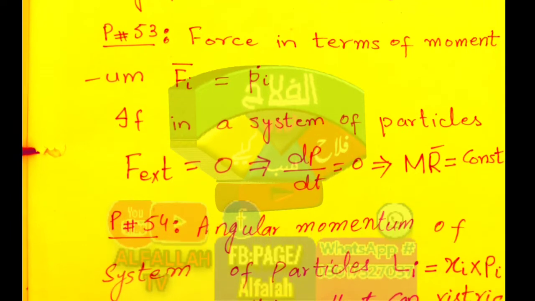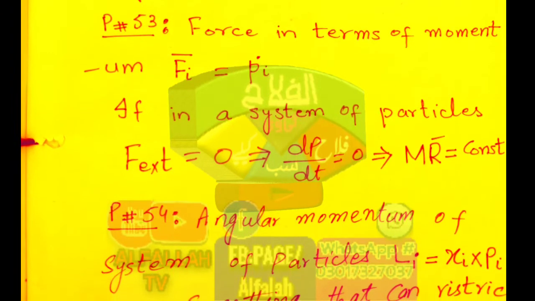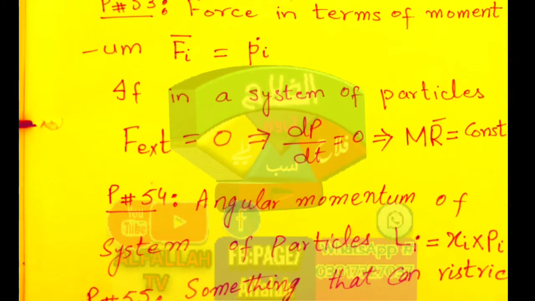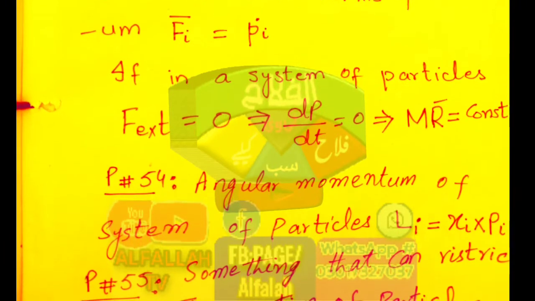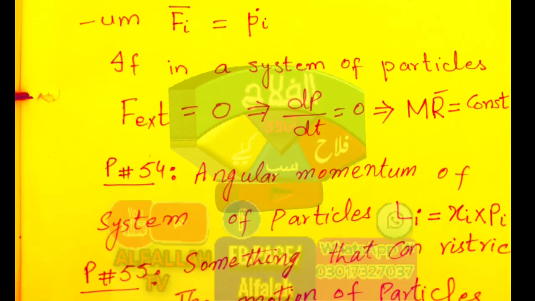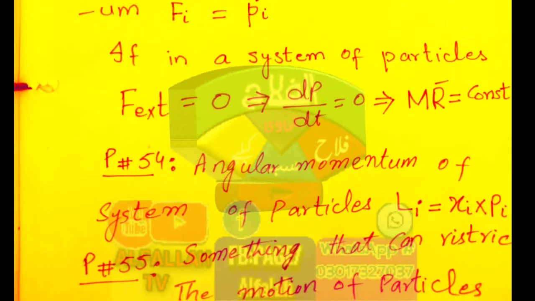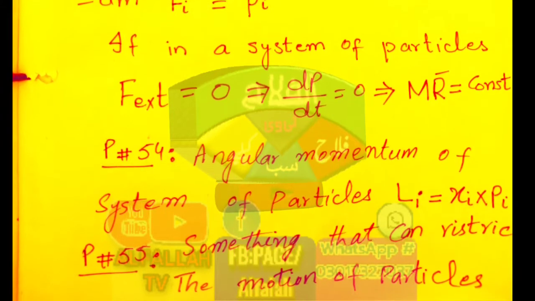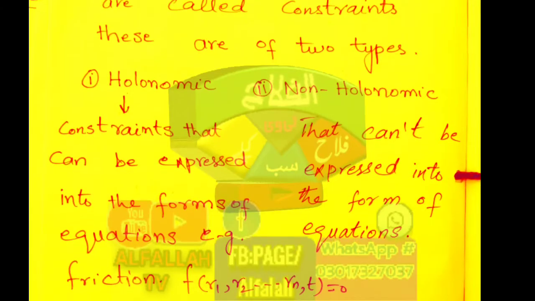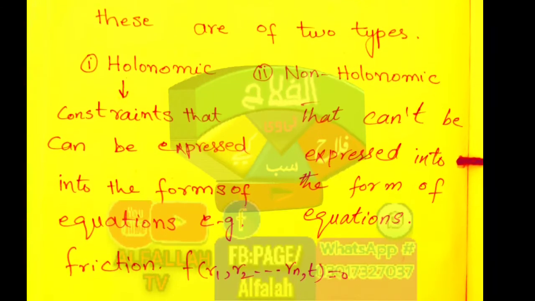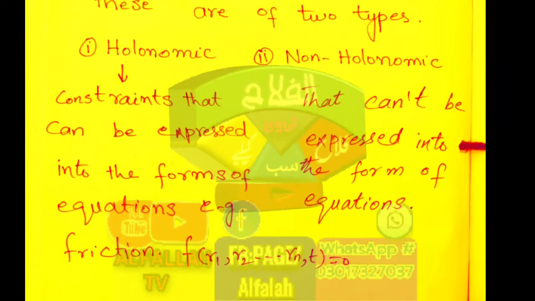Point number 54, angular momentum of system of particle: L_i is equal to x_i multiplied by p_i. Point number 55 is that something that can restrict the motion of the particles are called constraints. These are of two types, holonomic and non-holonomic.